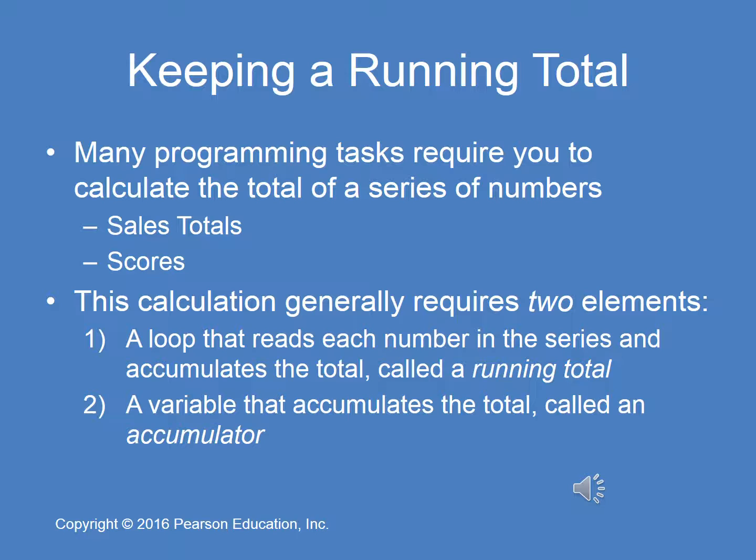So this calculation requires a loop that reads each number in the series and then accumulates the total, called the running total. We use a variable called an accumulator variable to hold the running total, because we typically use one variable to solicit each new value, and that variable is reused. Let's take a closer look.